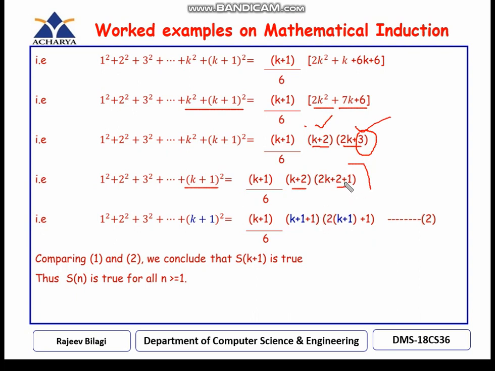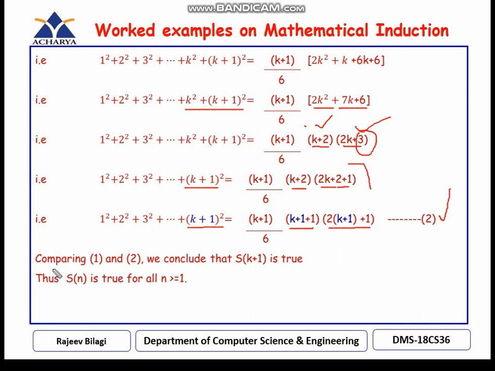So if I take 2 common, what I will get is 1 square plus 2 square plus 3 square up to k plus 1 whole square equal to k plus 1 divided by 6. So this k plus 2 I can write as k plus 1 plus 1. Then this 2 I have taken out, that is 2k plus k plus 1 plus 1. So which is my equation number 2.